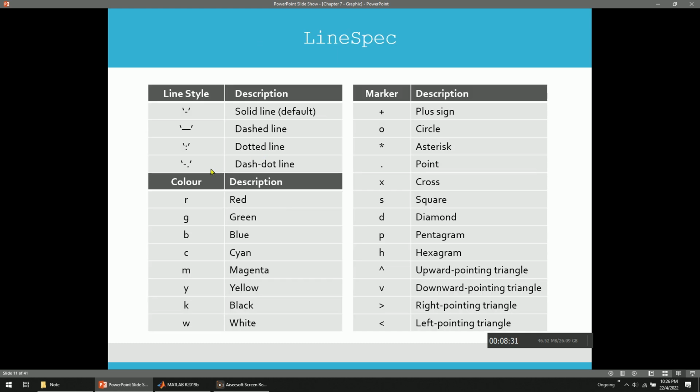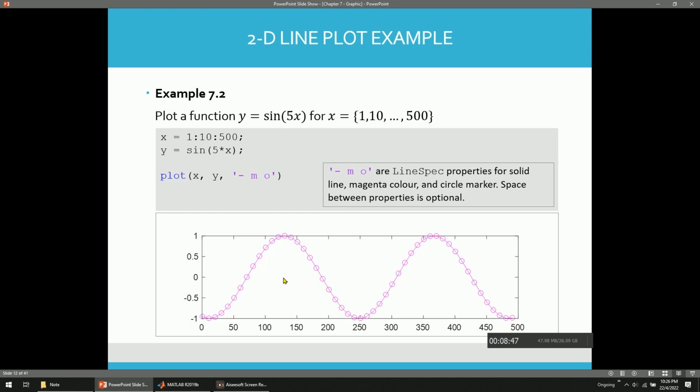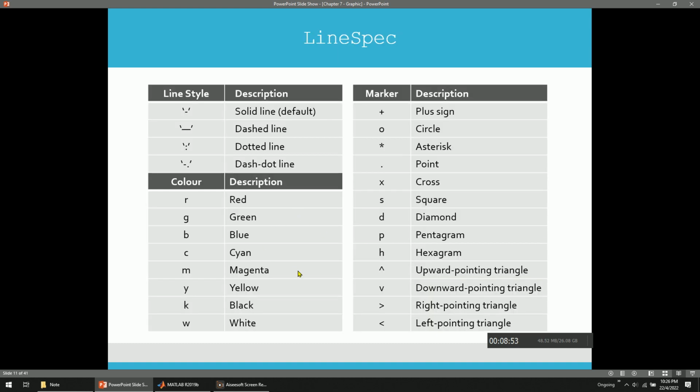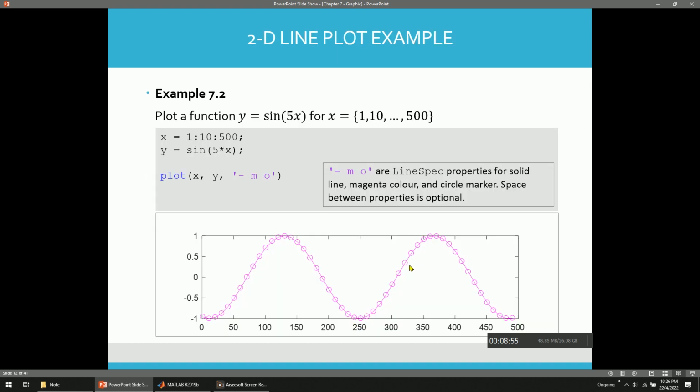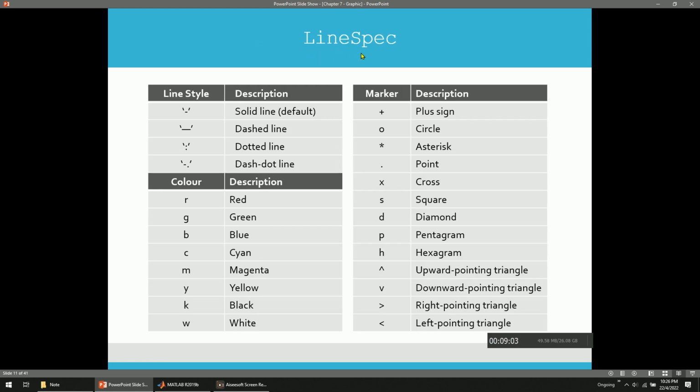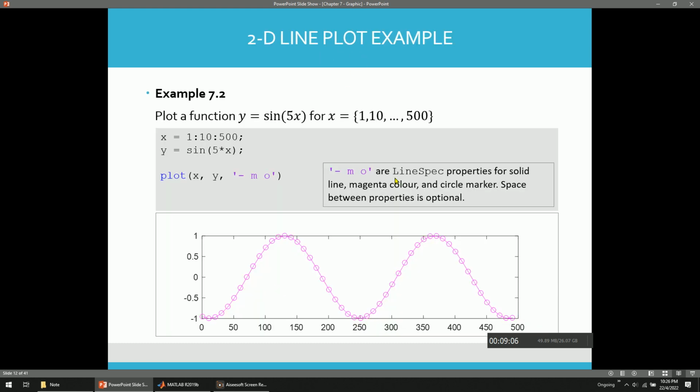So if you recall, solid line is one dash only. Magenta, M, and then circle. The marker is circle, O, not zero. So you will get this line. Its color is magenta, and it has circle markers and the line is solid. So that is how you adjust the line spec. You can try it on your own.